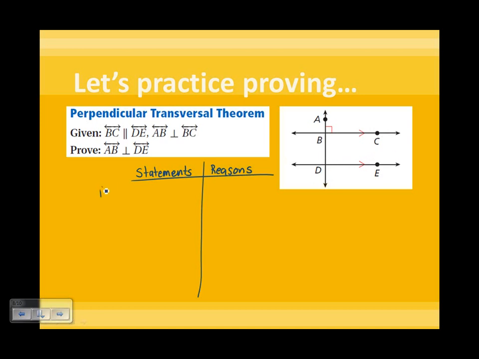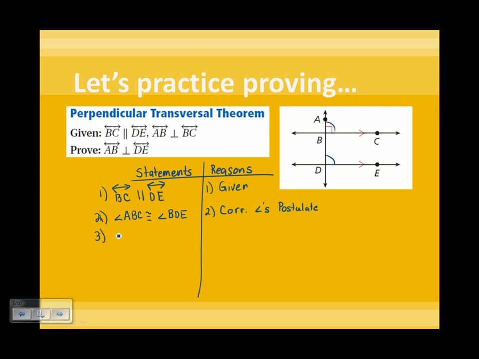So I'm going to write what we're given. We're given that line BC is parallel to line DE. That's given. If they're parallel, then, using what we learned previously in the chapter, that means that angle ABC is congruent to angle BDE. That's by the corresponding angles postulate. So I have that those two are definitely congruent to one another.